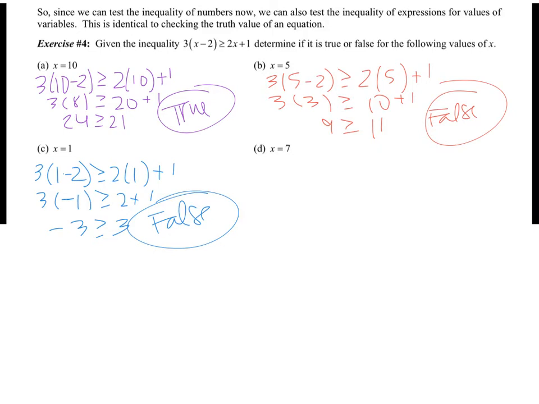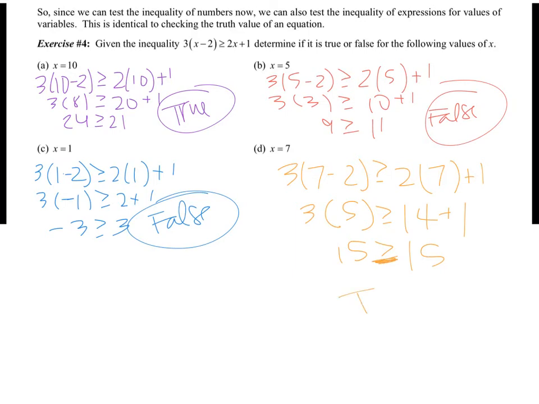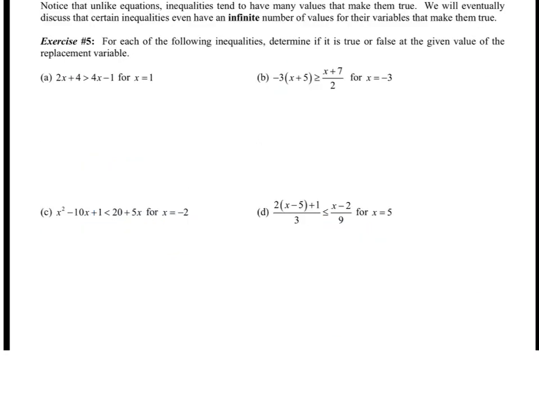And our last one, for 7. 3 times 7 minus 2, is that more than or equal to 2 times 7 plus 1? So 3 times 5, is that more than or equal to 14 plus 1? 15 is equal to 15, so good thing there is that or equal to, so it made it true. So notice that unlike equations, inequalities tend to have many values that can make them true. We'll eventually discuss that certain inequalities will have an infinite number of values for their variables that make them true.